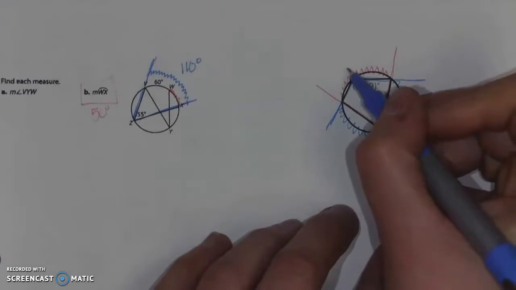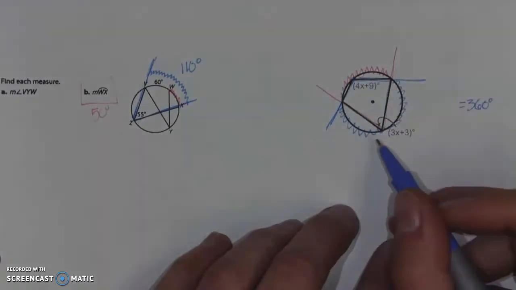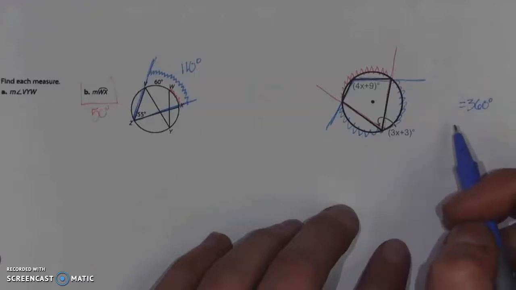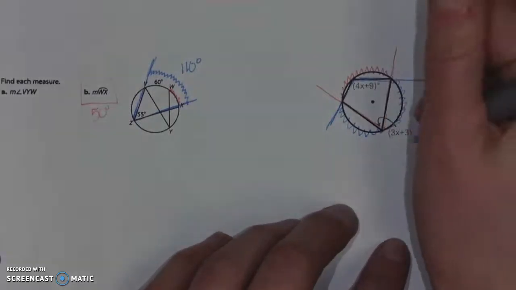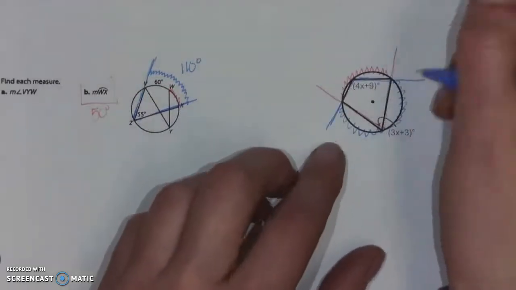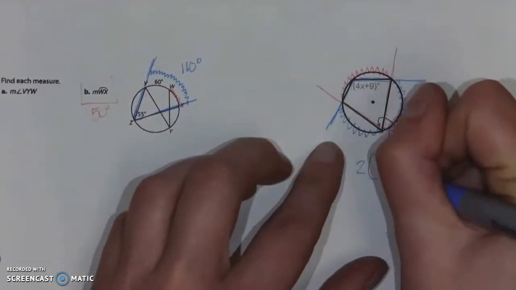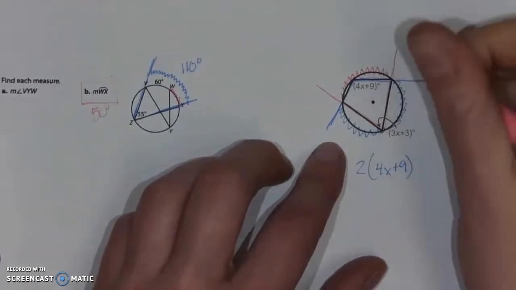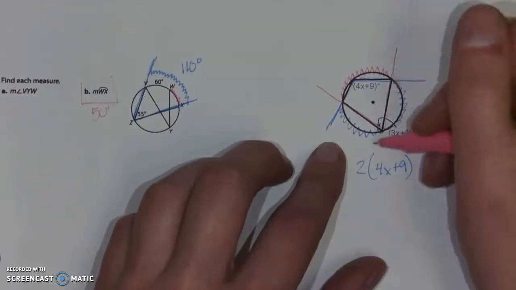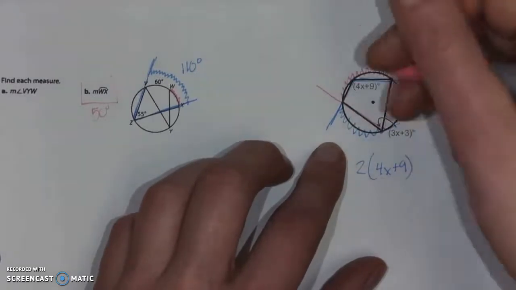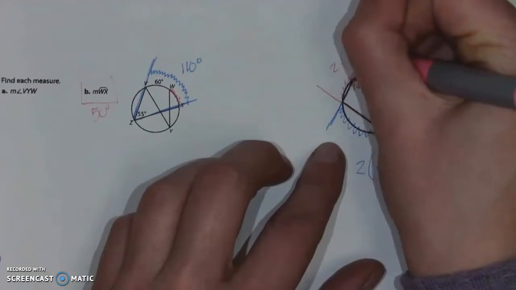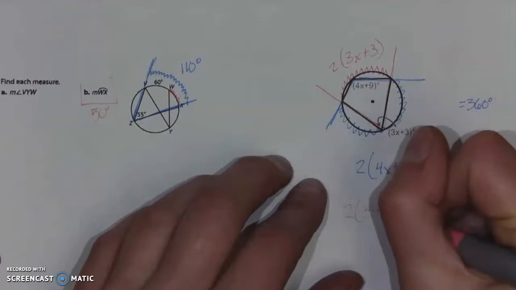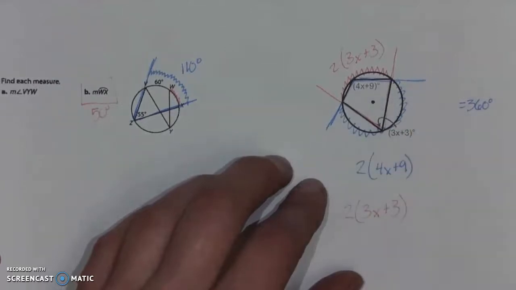So if I know the measure of this arc, and I know the measure of the blue arc, I'm going to be able to create a formula adding them up to 360. Well, I know that the blue arc is going to be double, 2 times 4x plus 9. And I know that the pink arc is going to be double this angle that intercepts it, or 3x plus 3. I can add those together, and I'll get 360.